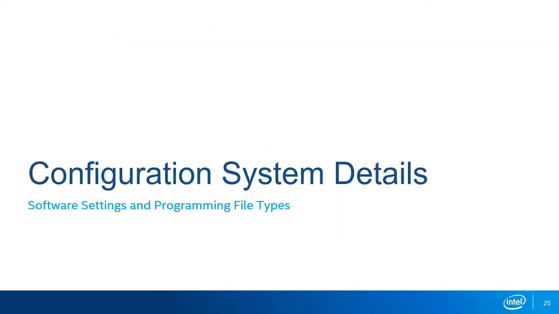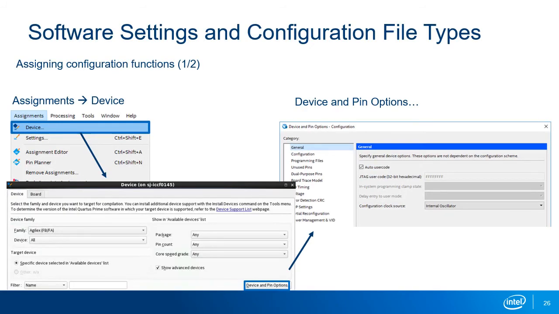This section introduces you to the configuration software settings and programming file types. The device configuration options can be set in the device section of the project settings. To bring up the device settings, you can double-click on the selected device in the project navigator or select device under the assignments menu. Alternatively, you can simply bring up the settings from the assignments menu and while there, click the device button. Once you are in the device section of the Quartus Prime Pro software settings, click on the Device and Pin Options button to bring up the Device and Pins dialog box. There you will be able to set the configuration-specific options.